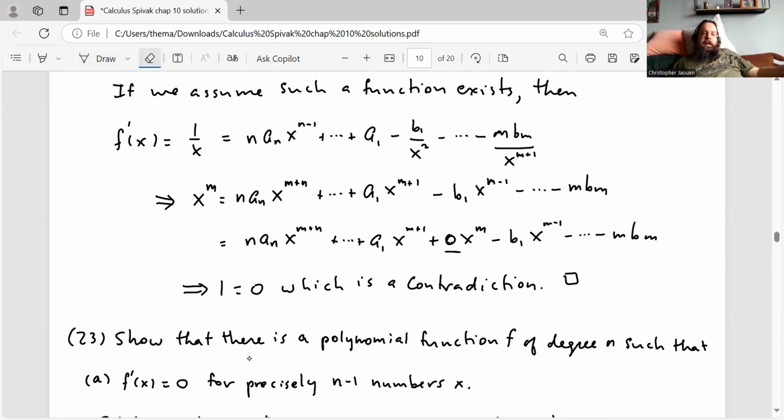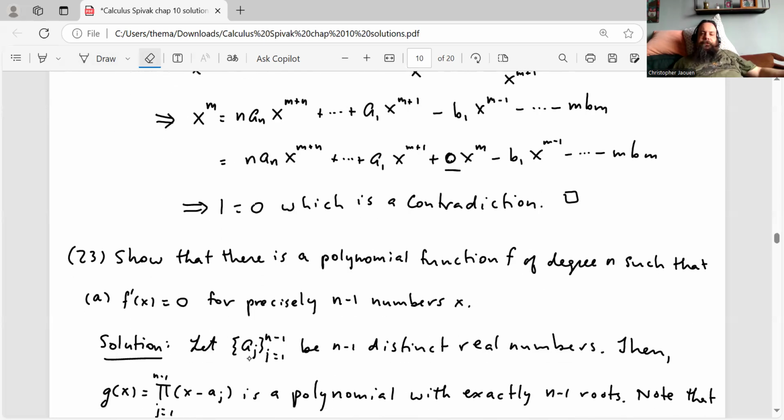Which means no such function exists. And again, I will look at this in later chapters in Spivak, but the antiderivative of 1 over x, if you don't know, is actually the logarithm of the absolute value of x. All right, but we won't look at that here.